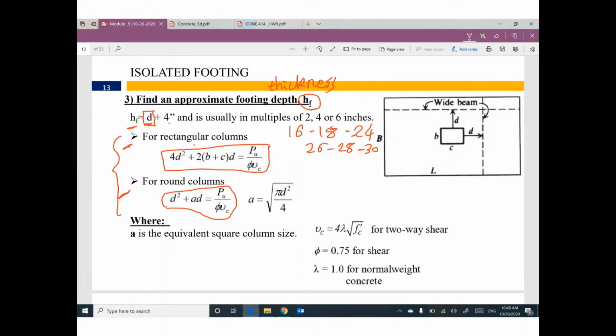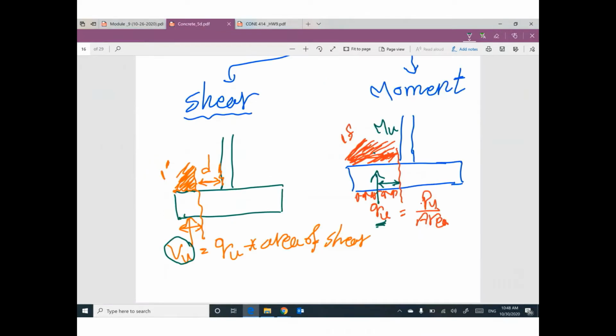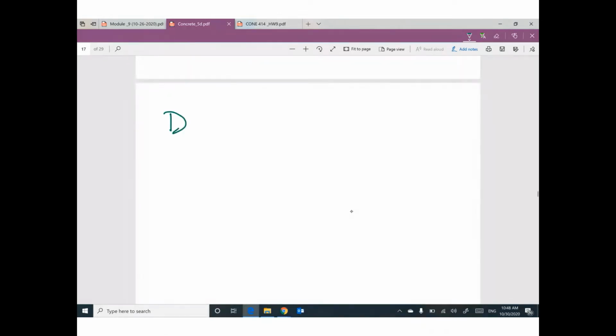Okay, I will use this equation. So what is the meaning of this equation? 4 depth square plus 2b plus c. B and C are the 2 dimensions of the column. Guys, before designing foundation, you should design the columns.